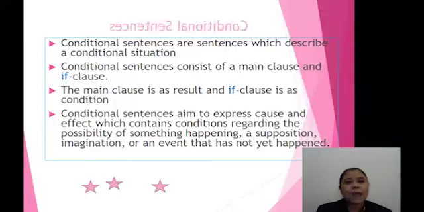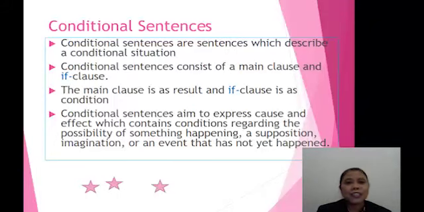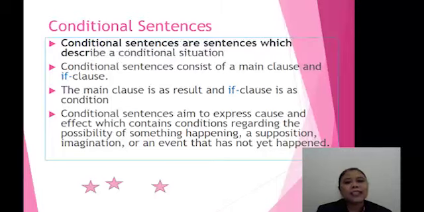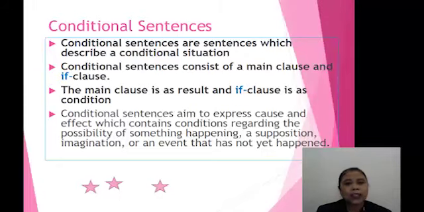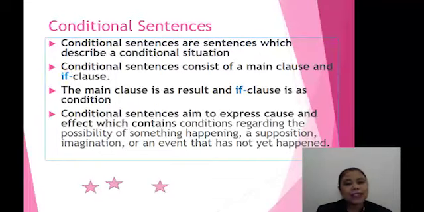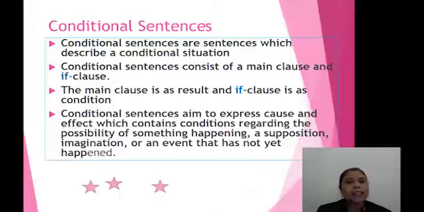Now let's see what conditional sentences are. Conditional sentences are sentences which describe a conditional situation. Conditional sentences consist of a main clause and if clause. The main clause is a result, and if clause is a condition. Conditional sentences aim to express cause and effect, which contains condition regarding the possibility of something happening, a supposition, imagination, or an event that has not yet happened.